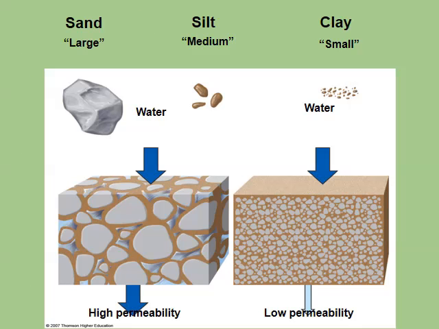So your sand has large granules, silt is medium, and clay is small, meaning that your sand is going to have large pore spaces, your clay is going to have small pore spaces. Your sand is going to have high permeability, and your clay is going to have low permeability. It's going to take more time for the water to absorb off the top, for it to flow through and come out the bottom. Whereas with sand, you think about pouring water on sand at the beach. It absorbs really quickly, flows through.